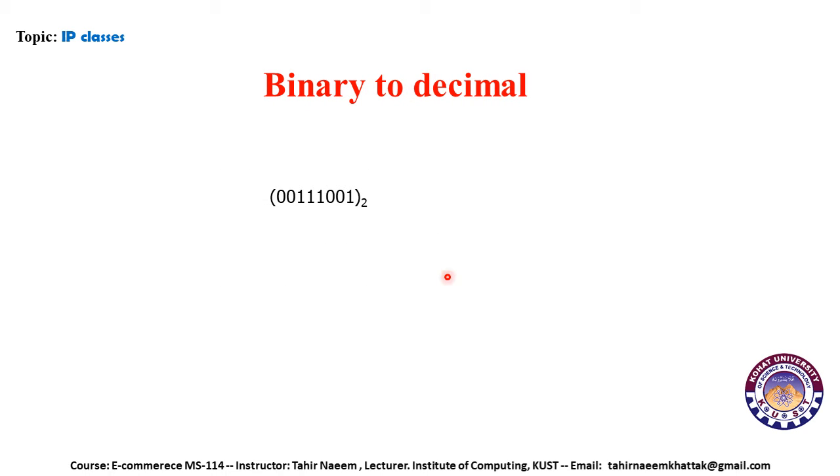So here we will convert a binary number to a decimal number. Same 57 number as we know from the previous slide. We will take this number in binary form.